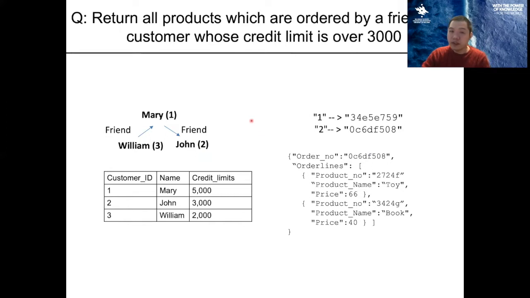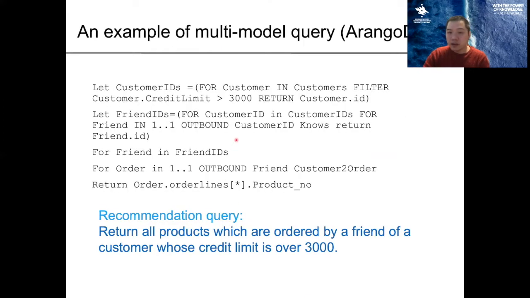Consider a query that returns all products which are ordered by a friend of a customer whose credit limit is over 3,000. So by using a declarative query language called AQL in ArangoDB, we can compose a corresponding multimodal query in a single statement. So here, this data will be accessed by AQL simultaneously and return the wanted results.